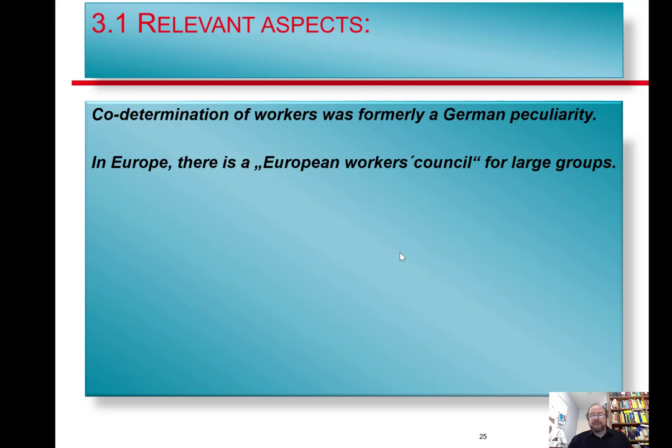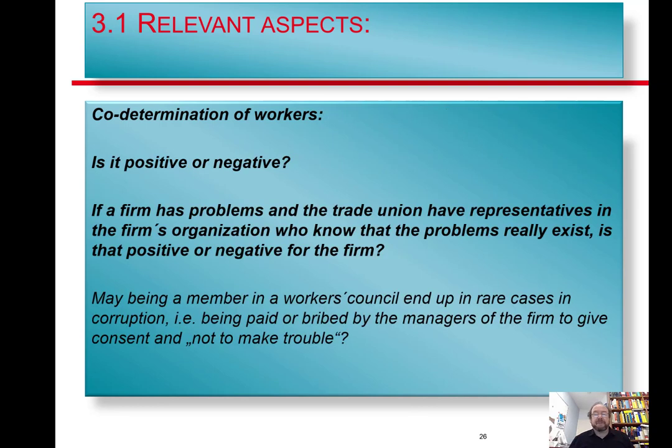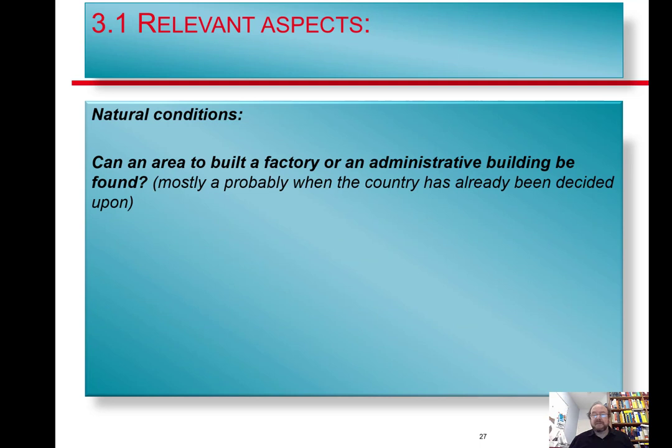And so there was sometime a European directive which said that multinational or big European firms were obliged indeed to establish a European Workers' Council for large groups where the workers' councils of the individual companies of the group should meet and have a common representative body. Okay, so that also may play a role.